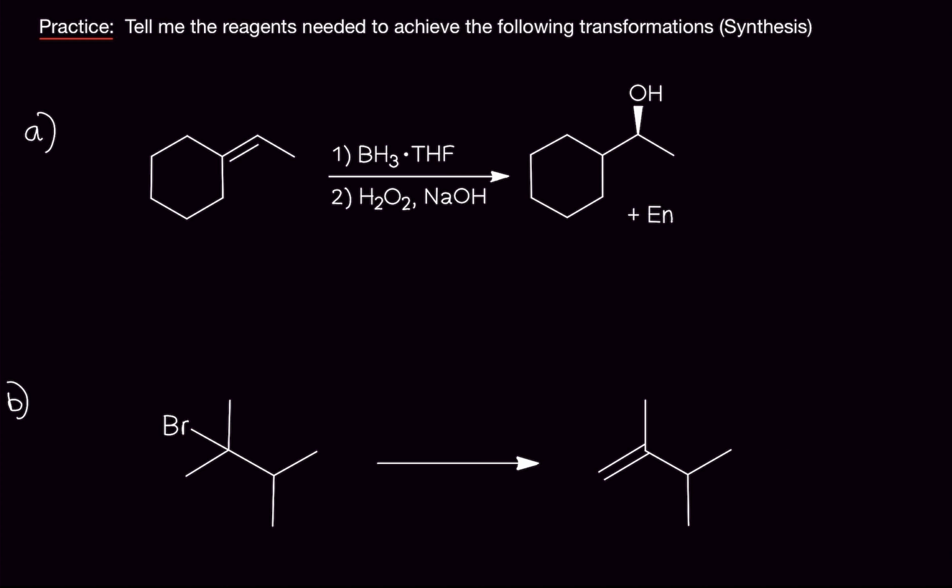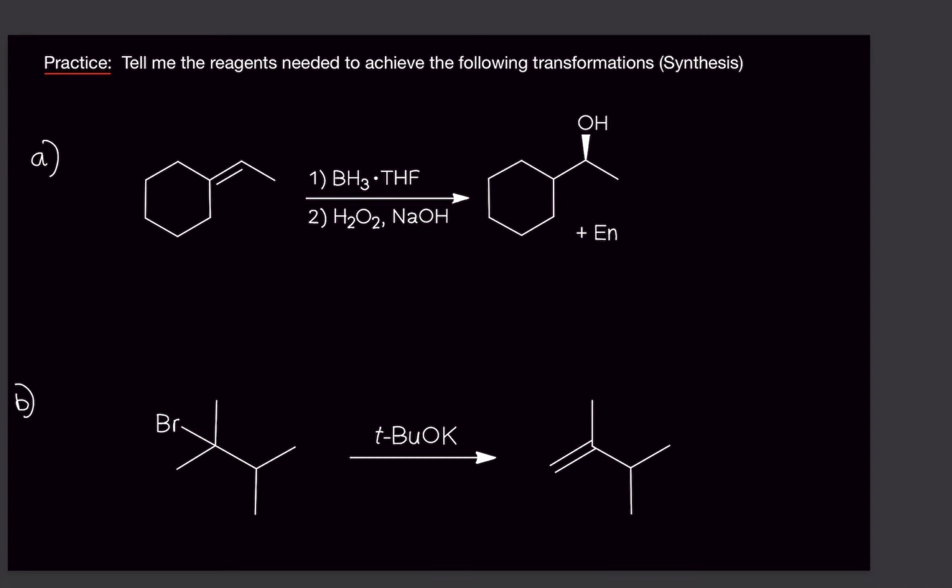In order to do an elimination reaction and get the double bond on the less substituted alkene, you need a bulky base. And the most common bulky base is tert-butoxide, or potassium tert-butoxide, I should say.